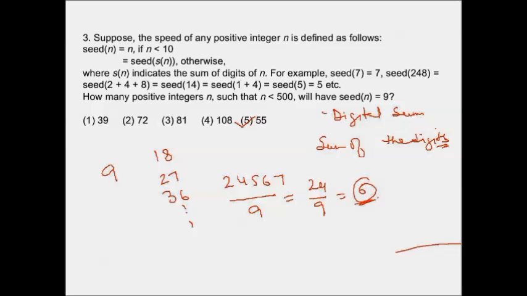When he says the seed number of n should be equal to 9, this means the number is a multiple of 9. So the question says: how many multiples of 9 are there till 500? If you have to find the multiples of 9, just divide 500 by 9. 9 fives are 45, so this gives you 55 point something. That means there would be 55 numbers which are divisible. I hope this is clear, and now we'll move on to the next question.